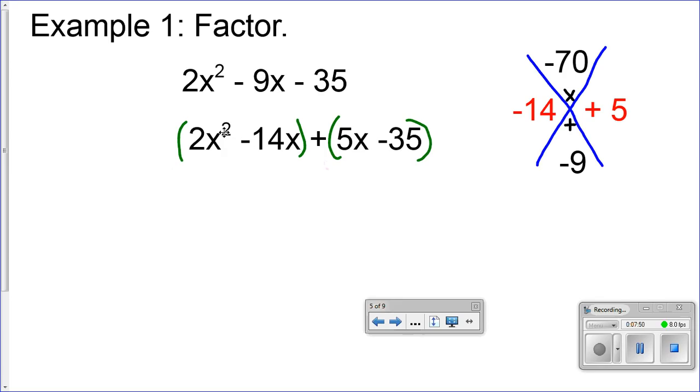So what do 2x squared and negative 14x have in common? Well, they both have an x in common, so I can take out an x. And they're both divisible by 2, so they have a factor of 2, and I can take that out as well. So I take out my 2x.